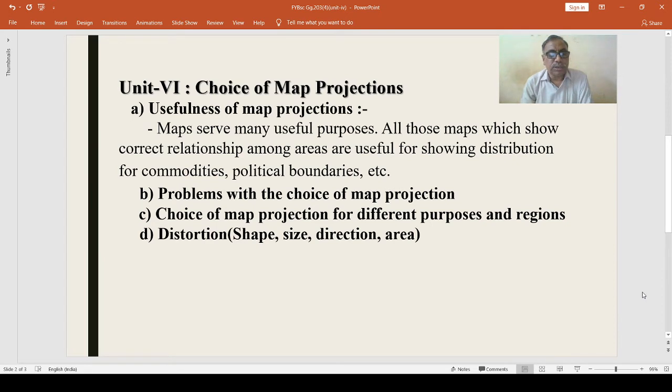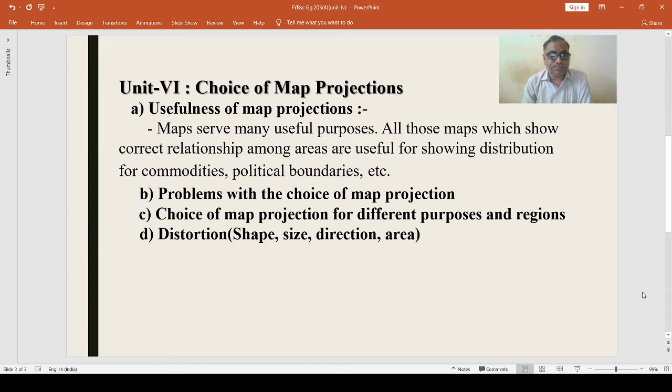Maps serve many useful purposes. The three properties of map projections, namely homolographism, orthomorphism, azimuthality, determine the selection of map projection. Location of an area of the earth, shape, and latitudinal and longitudinal extent of the area are also kept in view while making a choice of map projection.